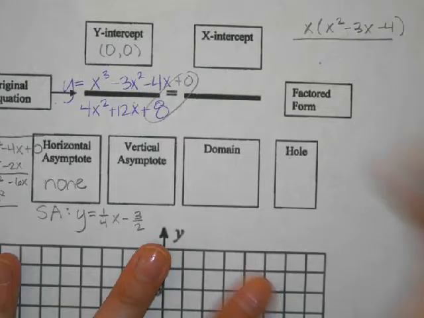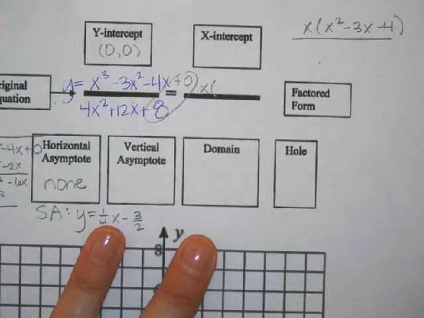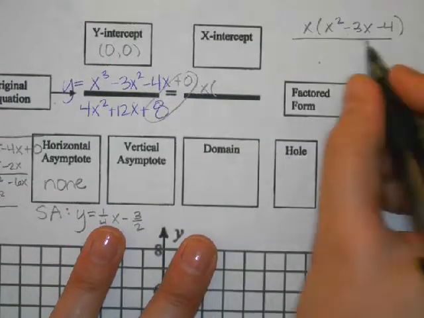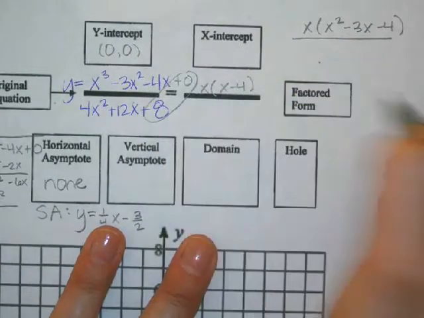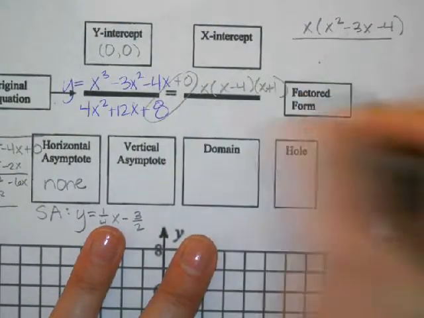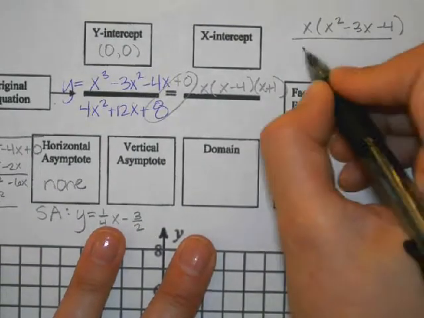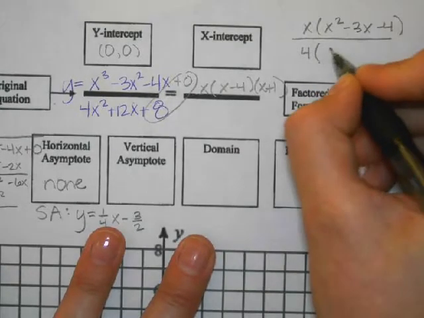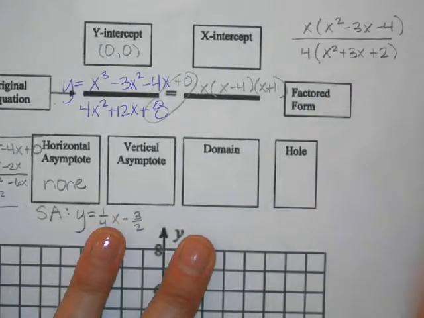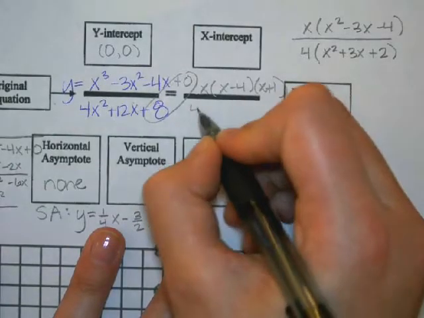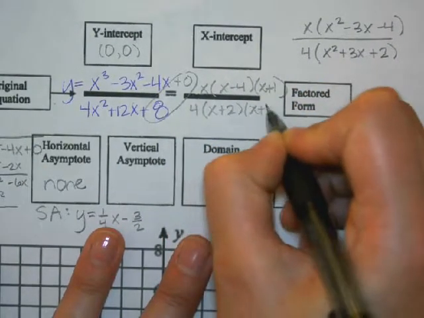All right, so we have x times what? And then when I factor that, x minus 4, x plus 1, okay. How do I factor the bottom? Take out 4. That leaves me with x squared plus 3x plus 2. 2 and 1. So it'd be x plus 2, x plus 1.